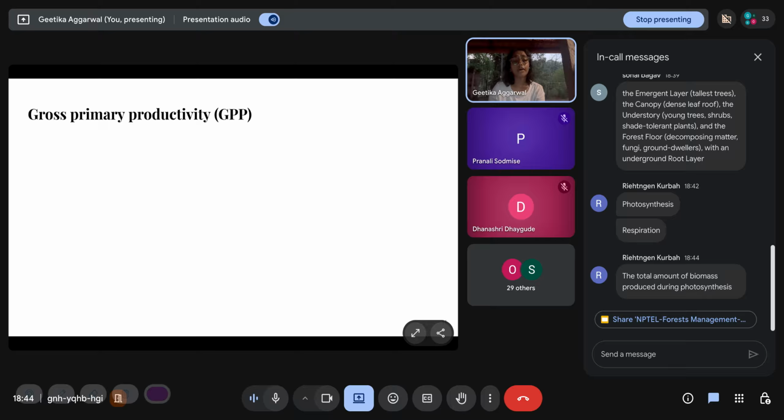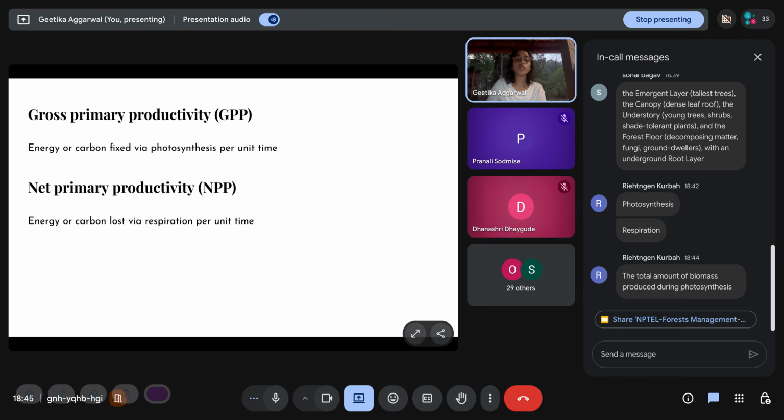Yeah. So the total amount of biomass that is produced during photosynthesis per unit time would be gross primary productivity, right? So the amount of energy or the amount of carbon that is fixed via photosynthesis per unit time is basically gross primary productivity. And net primary productivity is actually the amount of energy which is lost via respiration per unit time.